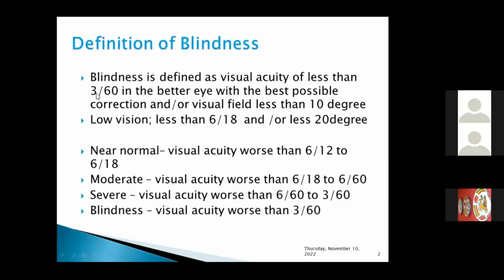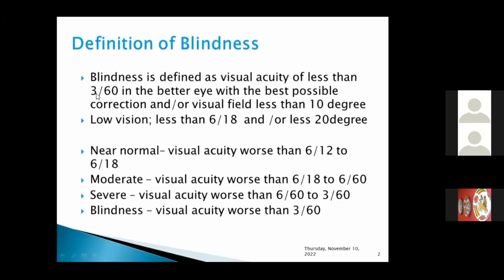Low vision is less than 6/18 or less than 20 degrees of central vision. We define that as low vision. This definition can vary from university to university, from setup to setup, but this one is from WHO. Near normal vision is from 6/12 to 6/18. Low vision is always less than 6/18. It is usually an exam question. So vision less than 6/18 is low vision. Vision less than 3/60 is blindness.